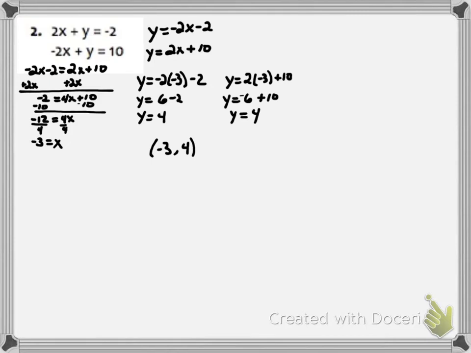Alright, so you should have, or I actually did, took both of them to y equals, and so I got one equation that says y equals negative 2x minus 2, and another equation here that says y equals 2x plus 10. I set them equal to each other and got negative 2x minus 2 equals 2x plus 10. I solved for x, and when I solved all the way down through x, I got x is negative 3. I subbed the negative 3 into the first equation and wound up finding that y was 4. And I subbed it into the second equation and also found that y was 4. Therefore, my solution is negative 3, comma 4.